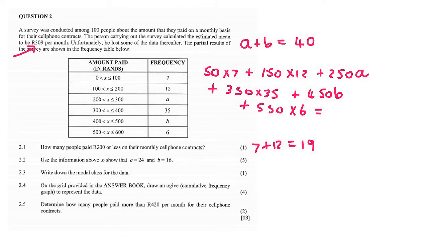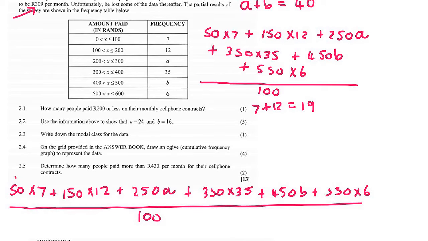And then for the average, you would have to take all of that we've just written out and divide it by the total number of people, and that's 100. And the answer to that should be 309.